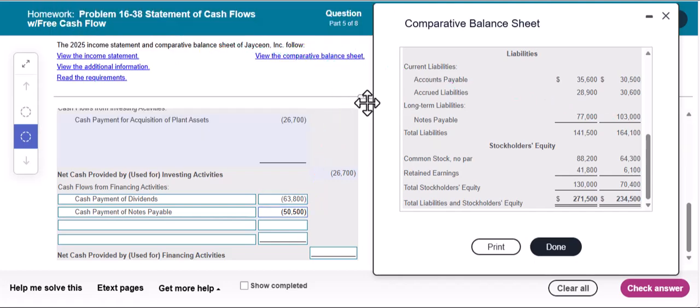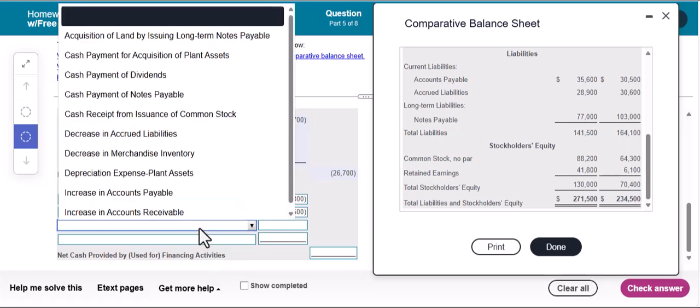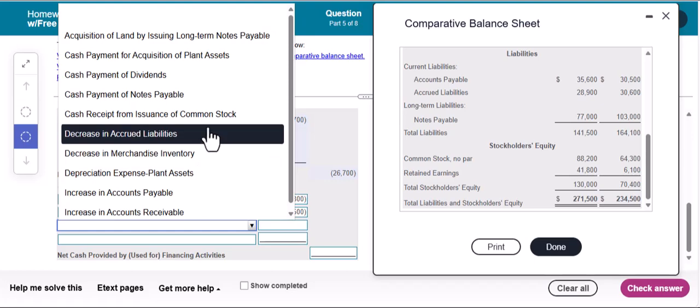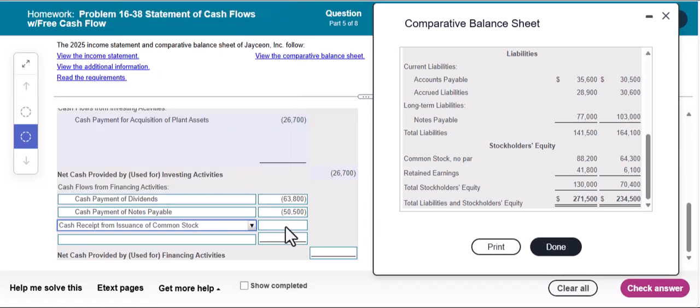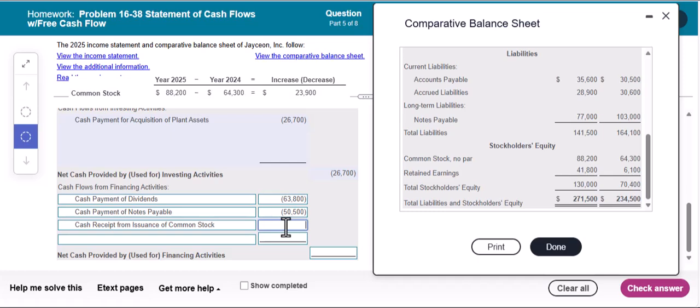And then last but not least here, we have to take a look at our common stock. So we have to account for the change in the value here. So we'll go ahead and put cash receipt from issuance of common stock, because again, this number here is increasing, so we are issuing stock. And then go ahead and input that here. And since we are getting cash for issuing this stock, that number is going to be a positive 23,900. And again, that's the difference here between last year and this year.